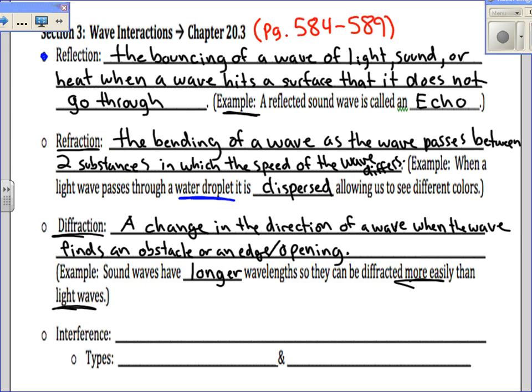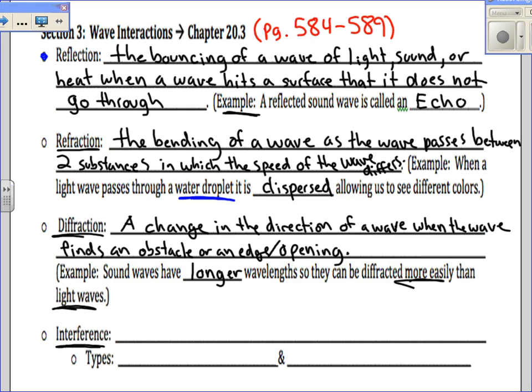Now, sound waves can curve or bend around buildings and can be heard. For instance, if you're walking down a city street and there's music coming from behind a building, you can still hear it because of diffraction. So it happens more easily with waves that have longer wavelengths. Okay, the last one is interference.